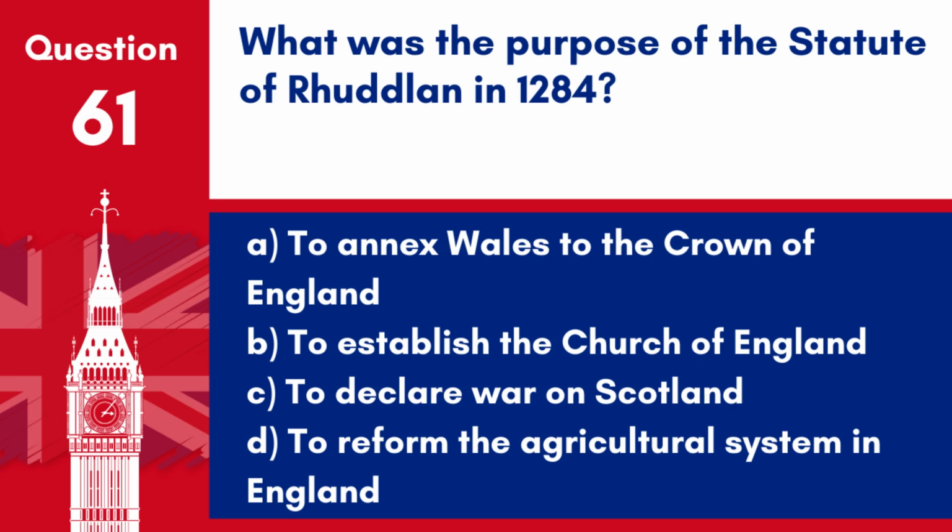Question 61. What was the purpose of the Statute of Rhuddlan in 1284? A. To annex Wales to the Crown of England. B. To establish the Church of England. C. To declare war on Scotland. D. To reform the agricultural system in England. Answer: A. To annex Wales to the Crown of England. The Statute of Rhuddlan in 1284 was significant for integrating Wales into the legal and administrative system of England, effectively annexing Wales under English rule.